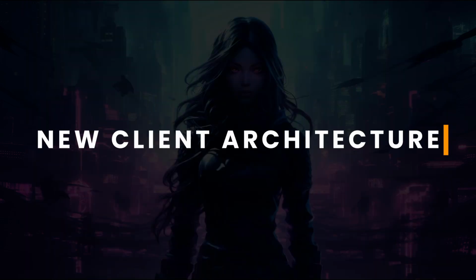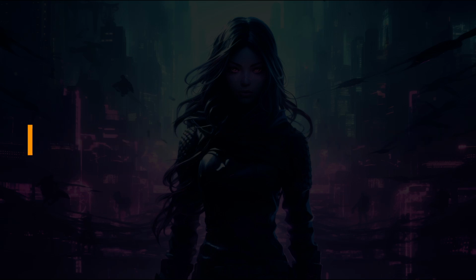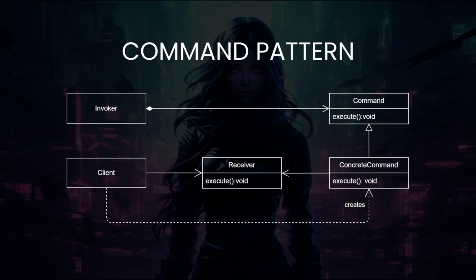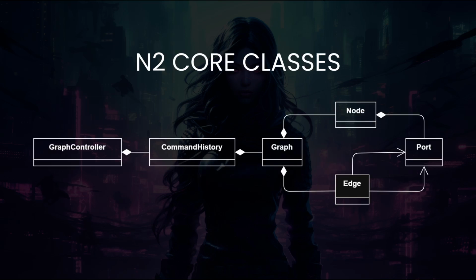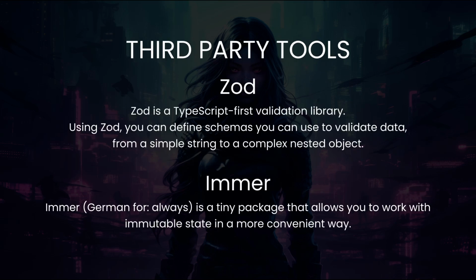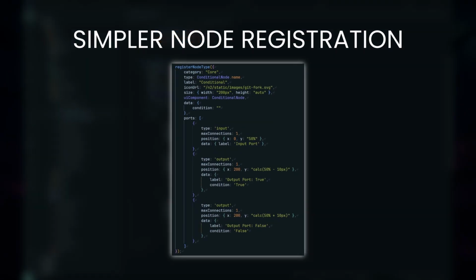N2 is built on an entirely new client architecture. I developed this primarily to explore and demonstrate the use of the command design pattern and a strong preference for composition over inheritance. I won't go into deep architectural details right now, but overall, this approach makes the N2 codebase much simpler. Another difference is the use of third-party tools. While Nuido mainly uses OWL, N2 is an experiment in integration, demonstrating the use of libraries like Zod for validation and Immer for immutability. For those of you who like to build your own tools, the node registration process is now simpler and more configurable.